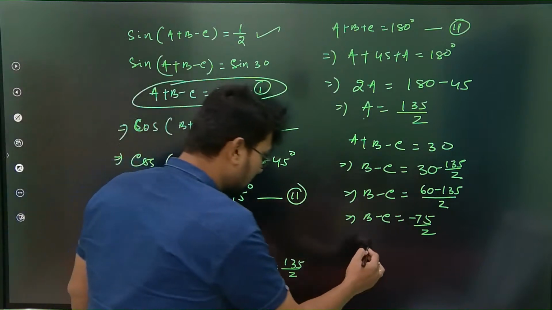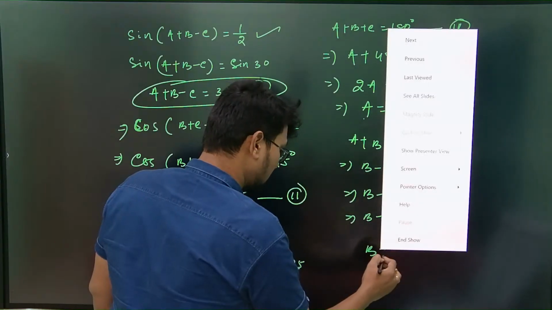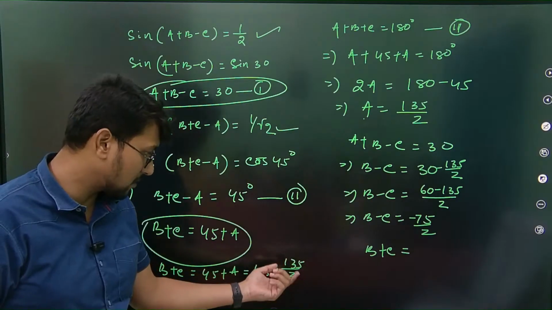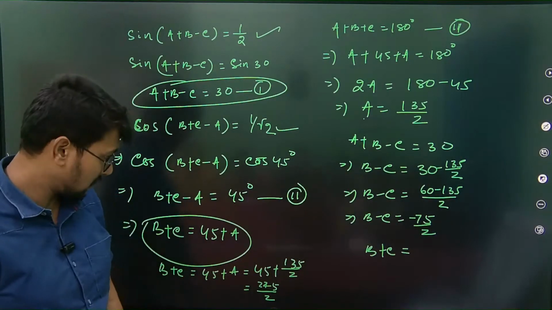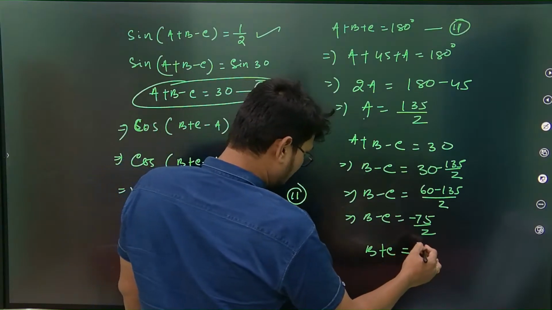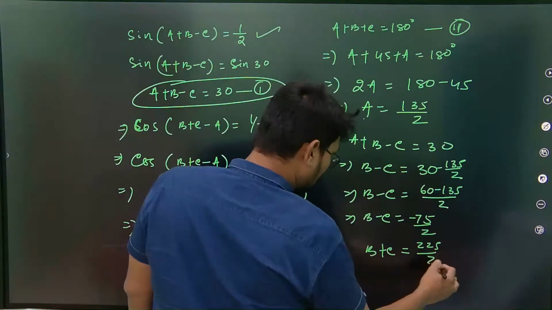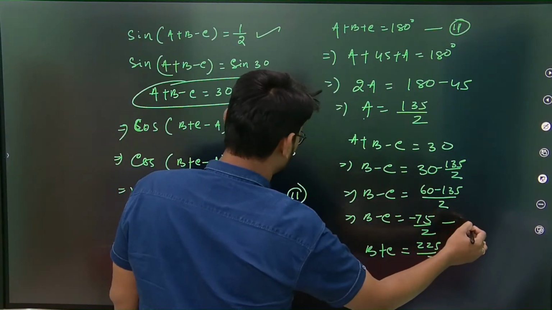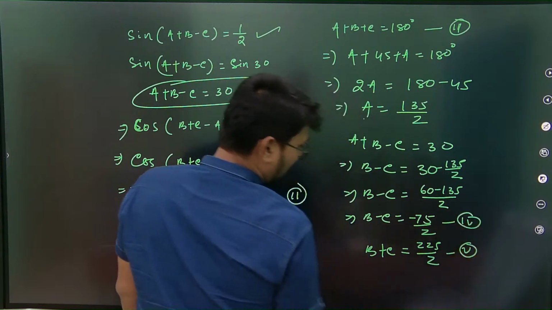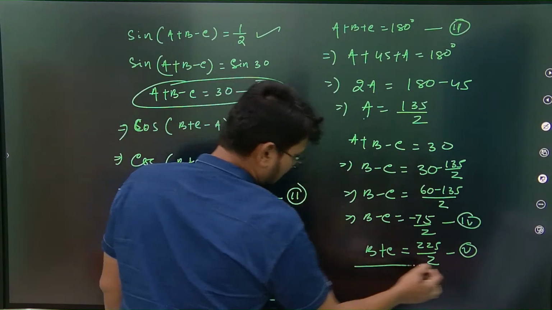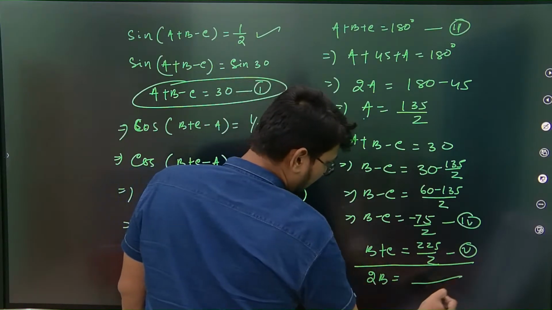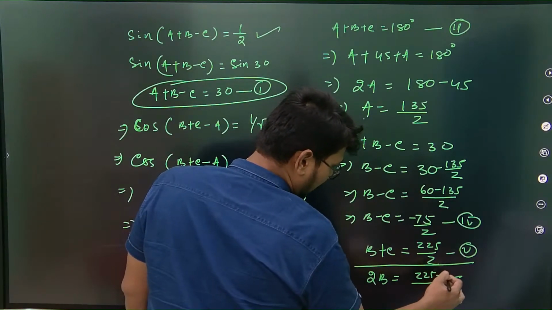This is B plus C. Let us add these two. 90 plus 135, okay, 225. This is 225. So B plus C is 225 by 2. Let us write this as equation 5. While adding, you see C will be cancelled. So you'll get 2B equals, with LCM 2, 225 minus 75.